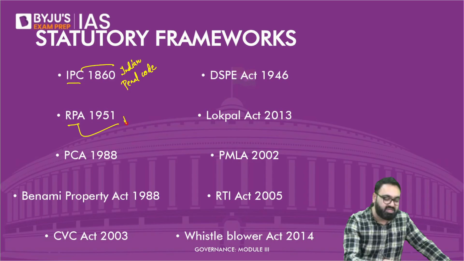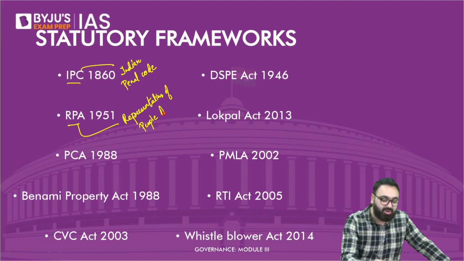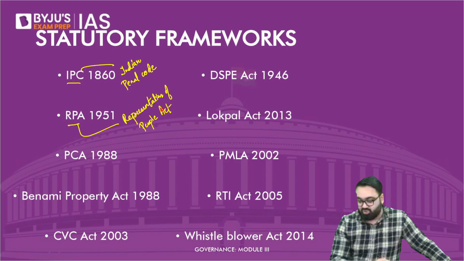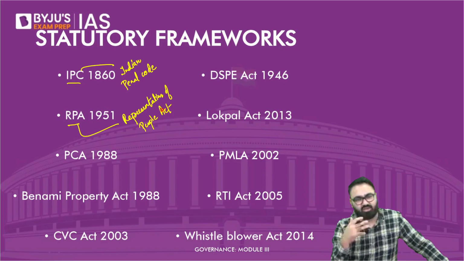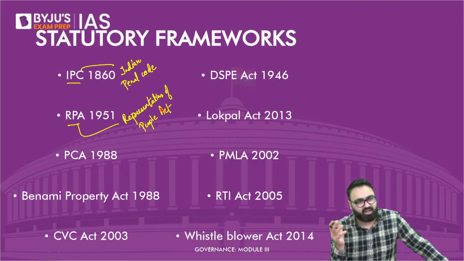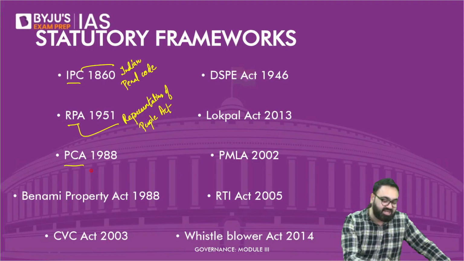RPA is the Representation of People Act. This is a law that talks about corruption in politics. So it tries to stop corruption in politics. If you are indulging in corruption, giving money to someone in politics while fighting elections, you will be punished. PCA, as I said, is the Prevention of Corruption Act.